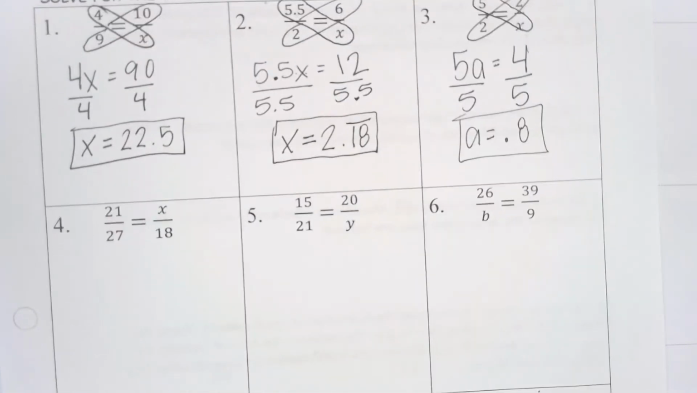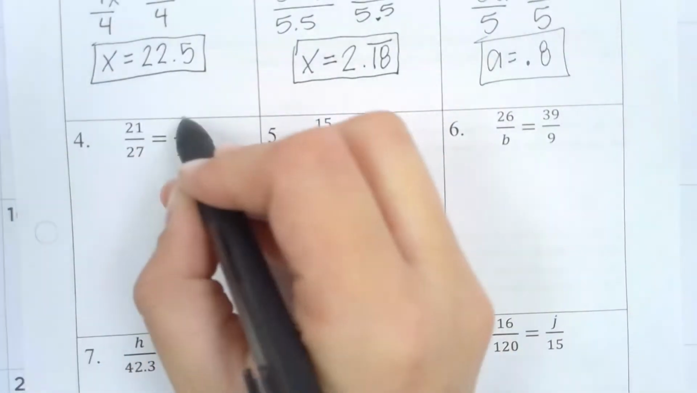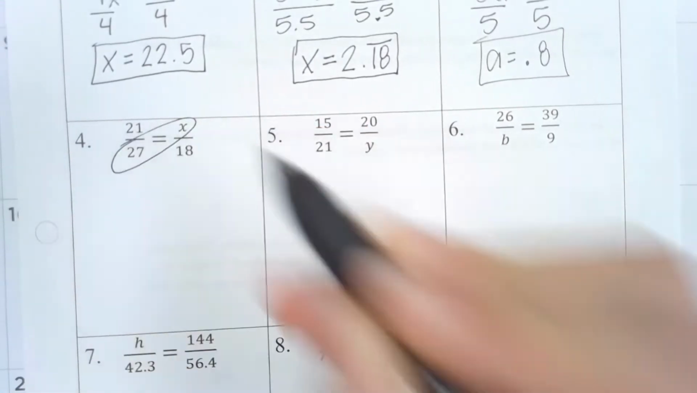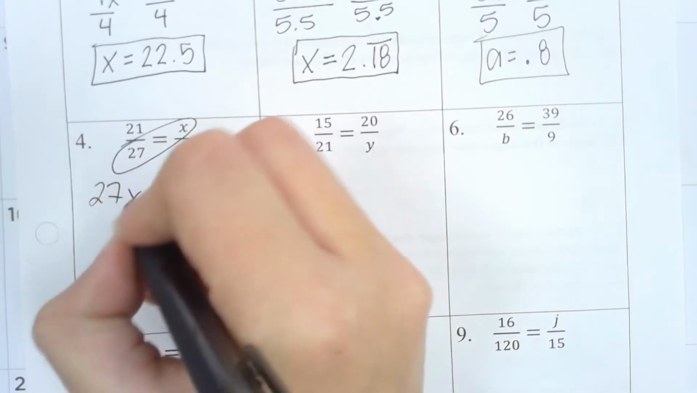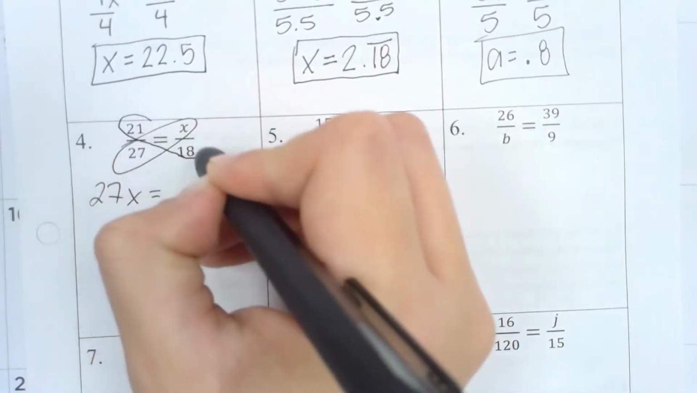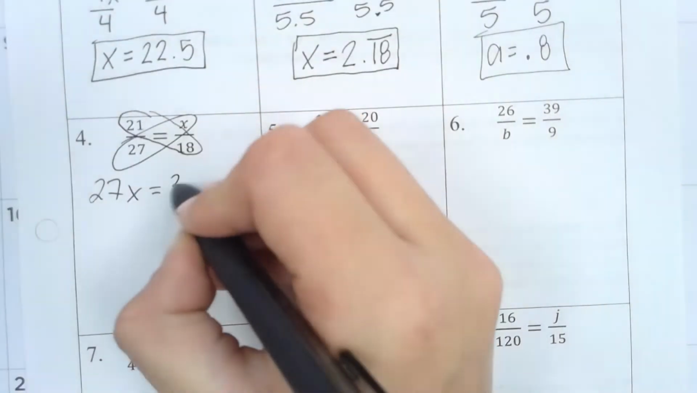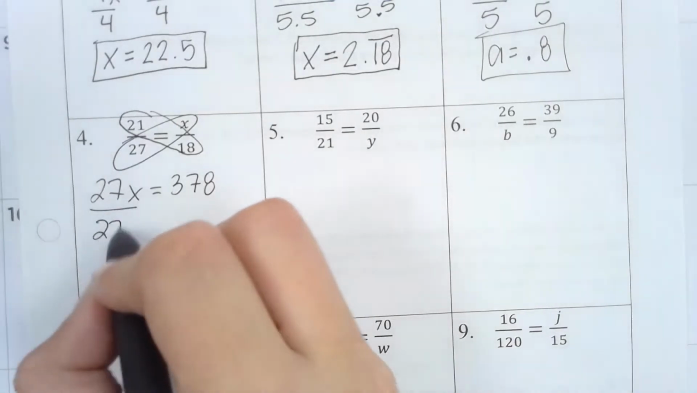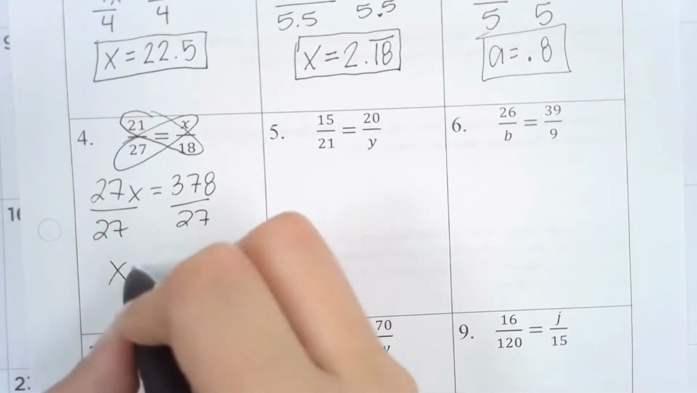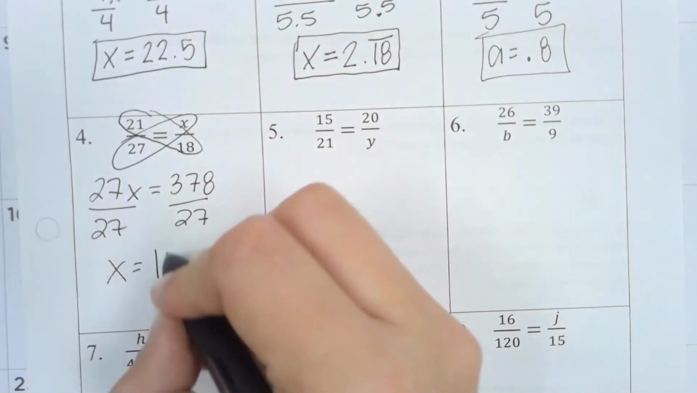Alright, so let me do 3 more with you guys, and then I'll have you try the bottom row on your own. So again, I see a missing variable in a proportion, so I am going to cross multiply. So 27 times x is 27x. Cross multiply your other side, so 21 times 18 is 378. And then last step is to divide by that 27 on both sides. So 378 divided by 27 gives me 14.